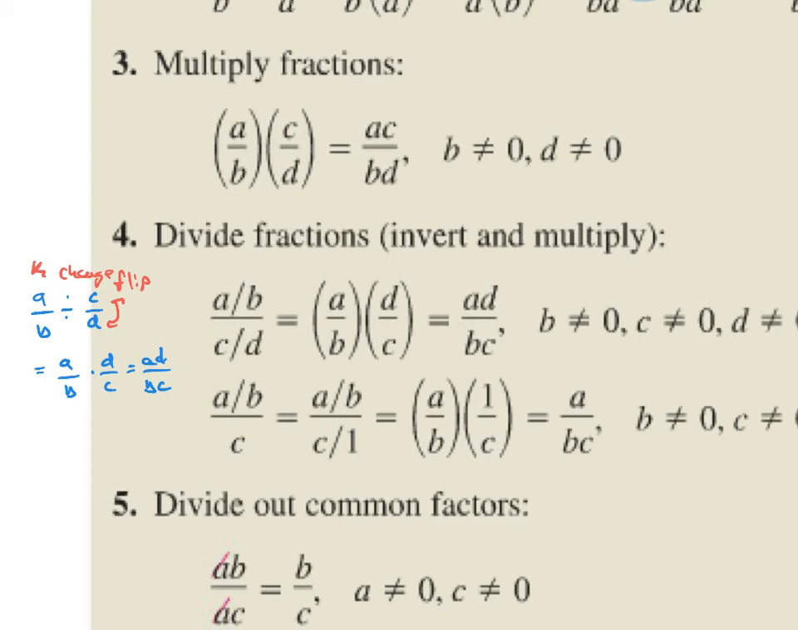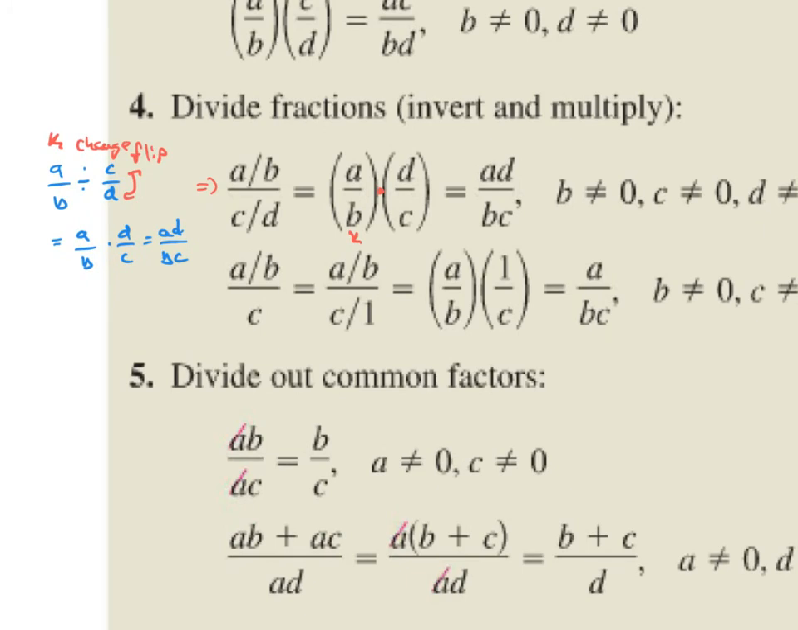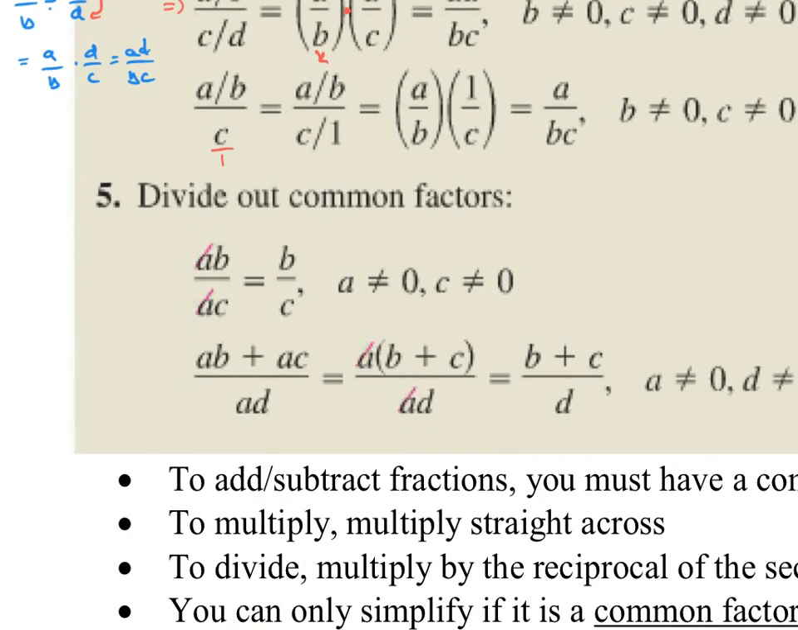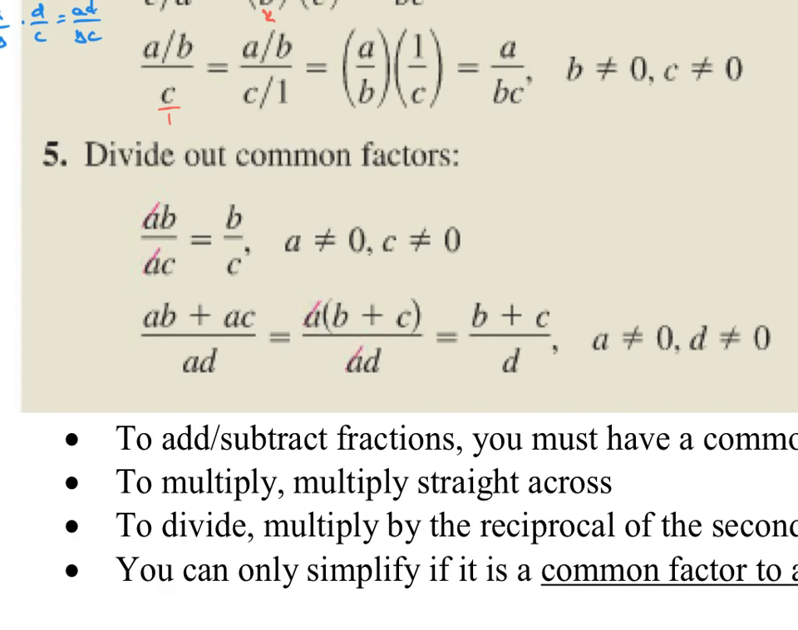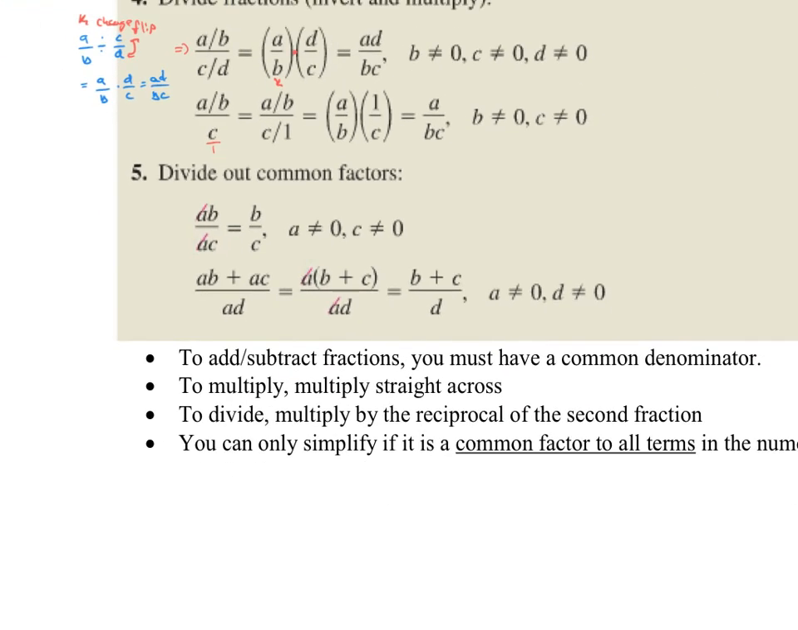So that's all they're doing right here. They have a fraction, a over b divided by c over d. They kept the first fraction, a over b. They changed division to multiplication. They flipped the second fraction. Instead of being c over d, it's d over c. The next one here, they have a over b all over c. Well, what they do is they look at it as c over 1, because c is really c divided by 1. So that turns into a fraction over a fraction. They keep, change, flip, and they're able to get that answer right there. Number 5 says divide out common factors. So this is where you factor first and then you simplify. So if they have something in common, factor it out first and then simplify. And that's all they're saying right there.